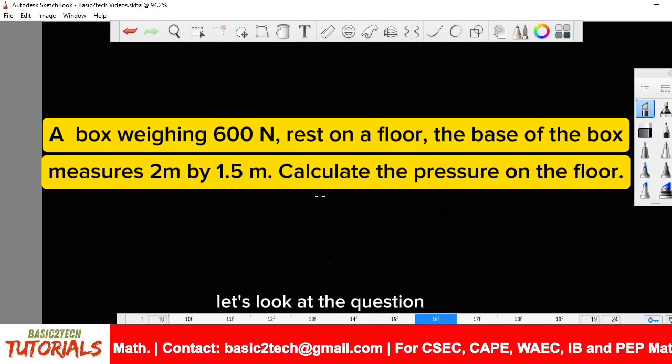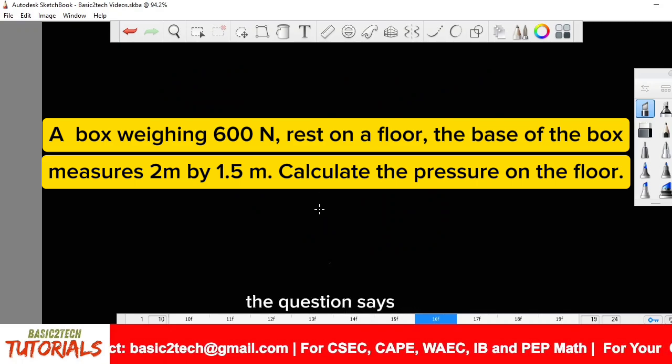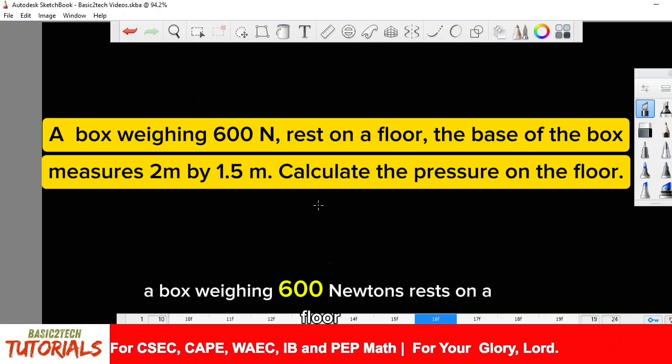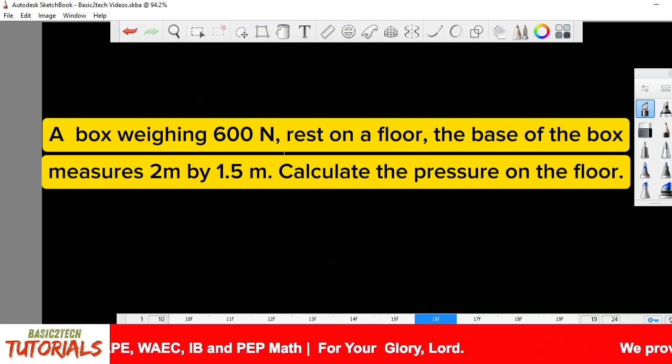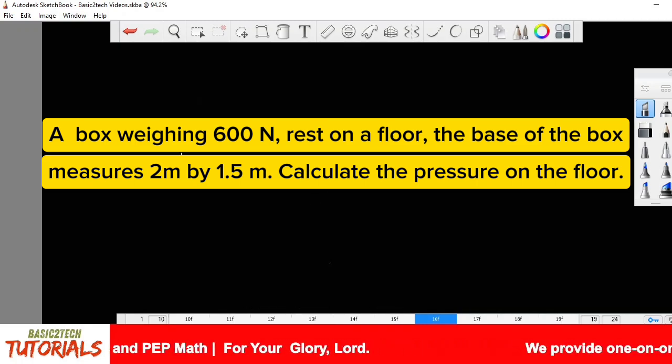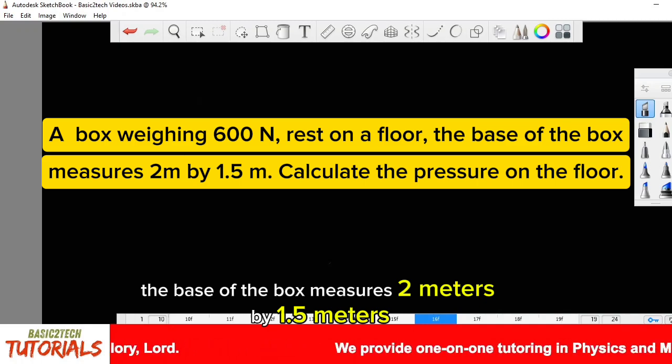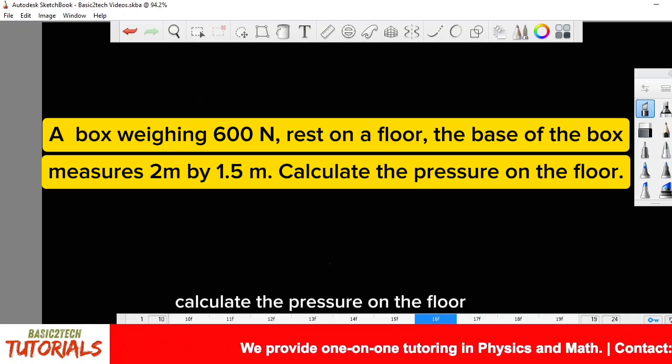Let's look at a question. The question says, a box weighing 600 newtons rests on a floor. The base of the box measures 2 meters by 1.5 meters. Calculate the pressure on the floor.